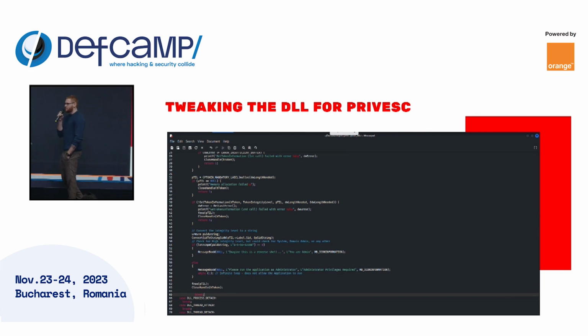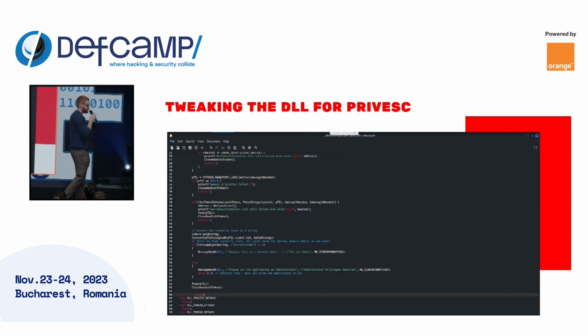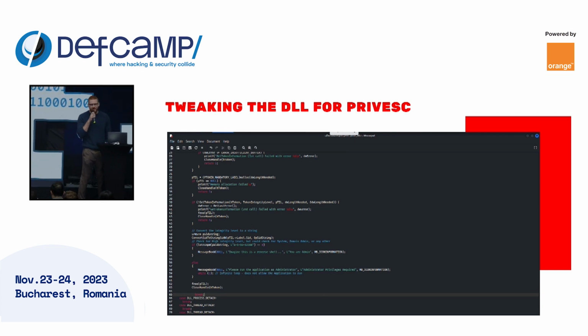If we're not administrator, we shall display a message box saying, "Please run the application as administrator," before entering an infinite loop, which prevents the application from running. Now, of course, the first message box, the "imagine this is a reverse shell," could be anything. It could be an actual reverse shell, a beacon, or any malicious payload of your liking.